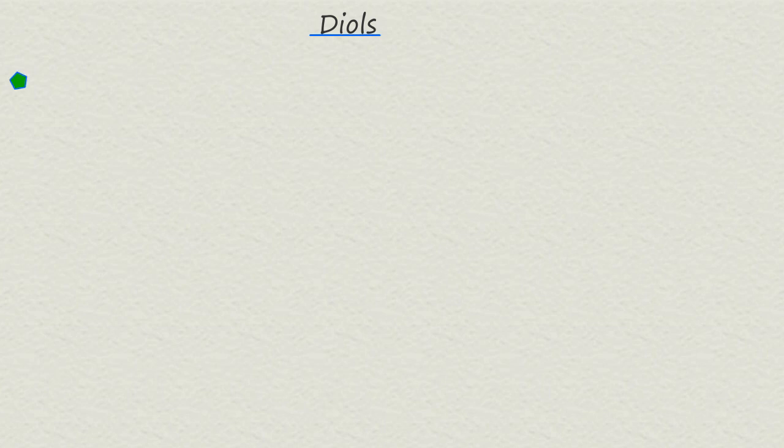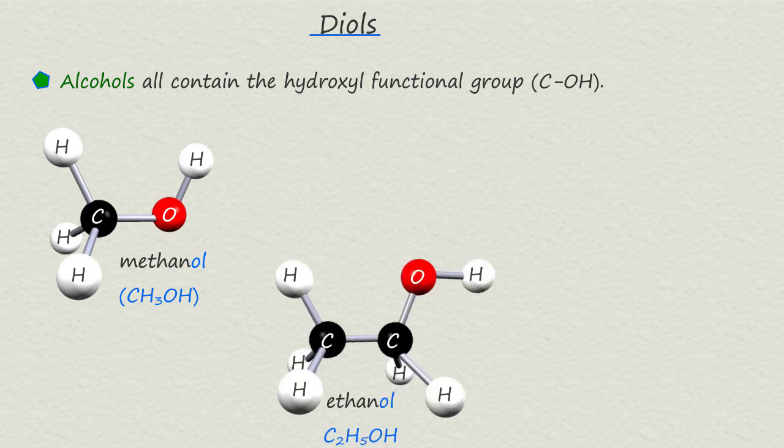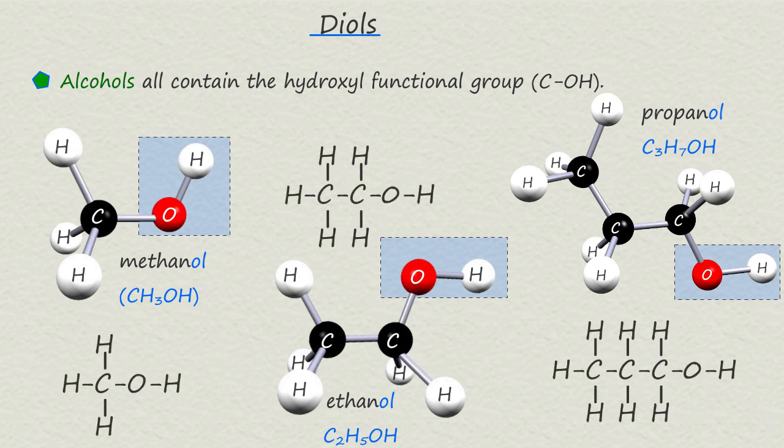Now, recall that alcohols all contain the hydroxyl functional group, that is, an OH group bonded directly to a carbon atom. 3D models for three common alcohols, methanol, ethanol and propanol, are shown, and you should be able to see that each molecule contains a hydroxyl functional group. If we draw out the displayed formula for these three alcohols, it might be easier for you to see that each molecule contains a hydroxyl functional group.